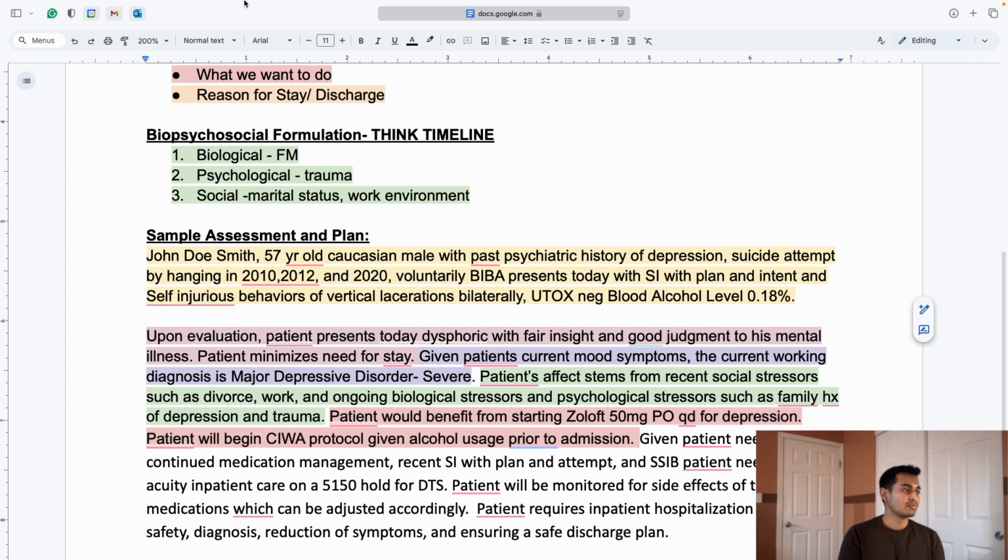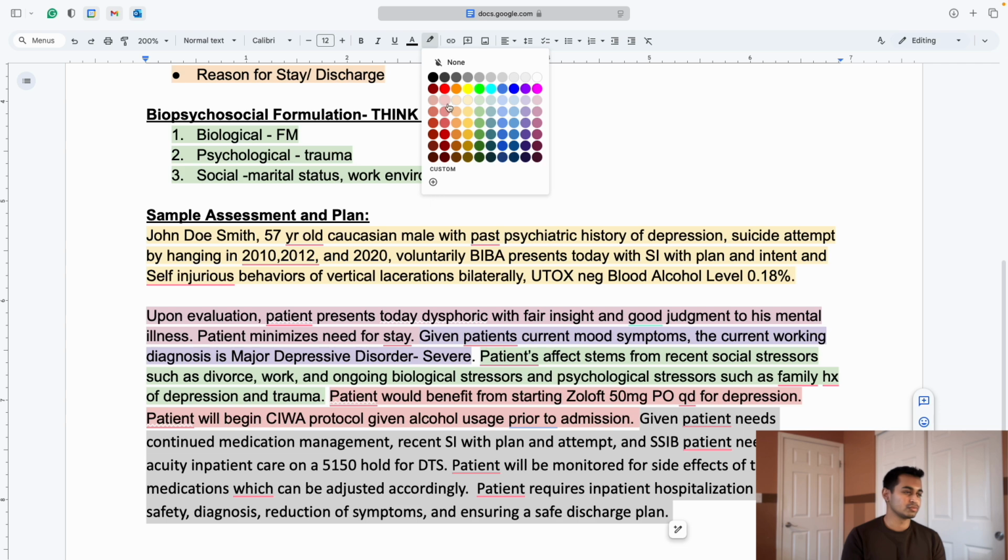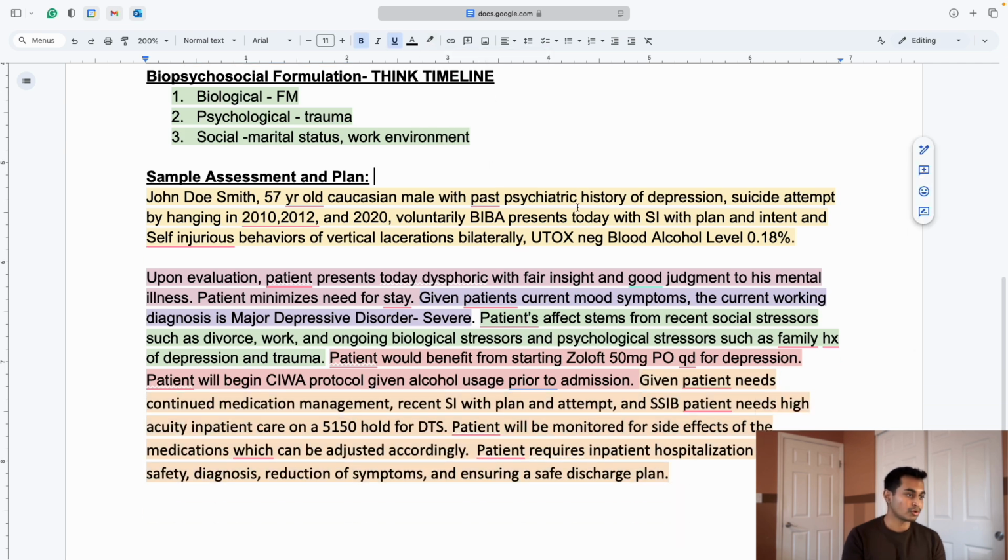And then we go on to what we want to do, right? So, patient would benefit from starting Zoloft 50 milligrams PO QD for depression. We can also even go into more of why we choose this medication. Well, the patient was on this medication prior and had good efficacy on the medication, so we want to start there. Some backup medications could be Lexapro based on family efficacy on Lexapro. I think because the patient was drinking 2 liters of alcohol, it includes CIWA protocol.